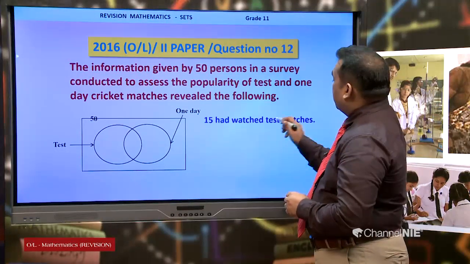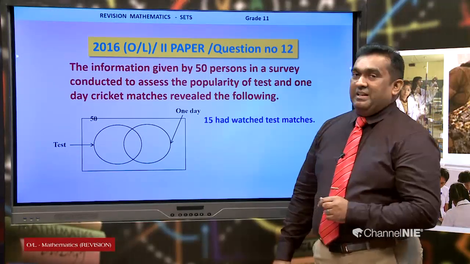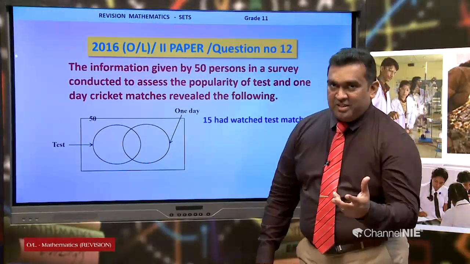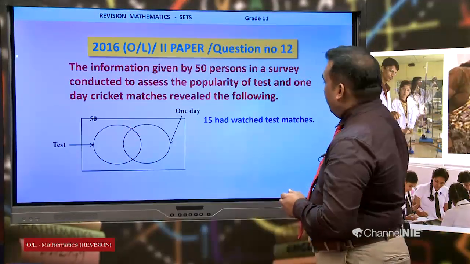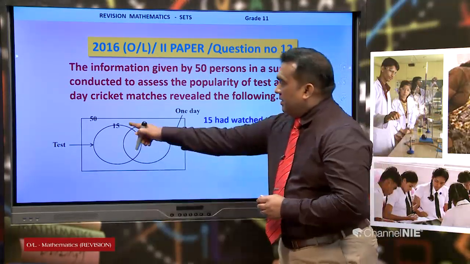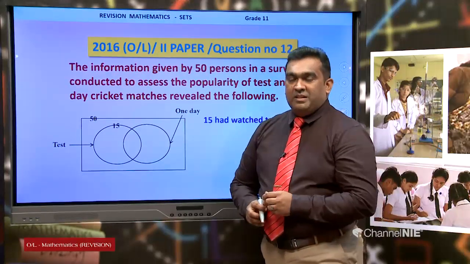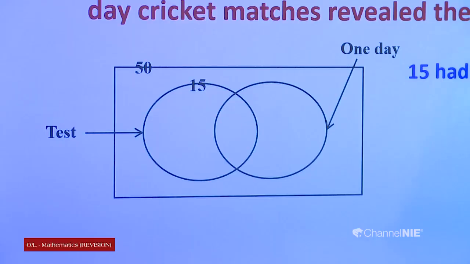15 had watched test matches. 15 test match. Here test match 15. Can you see it? In this set 15 elements. Next one.